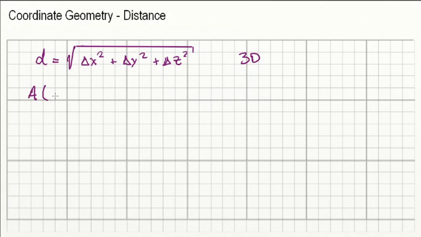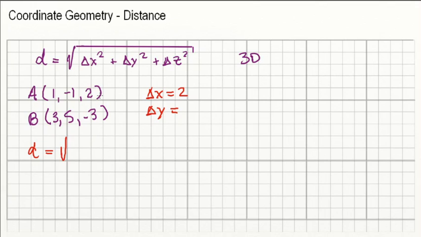And I'm giving you a point 1, negative 1, and 2, and another point 3, 5, and negative 3. And if you're asked for the distance between those 2 points, you should be able to do it, right? Distance will be the square root. And now what is the difference between x of a and x of b? That's 2. Change of x here is 2. Change of y here is 6. And change of z here is 5.